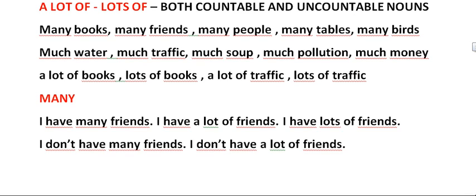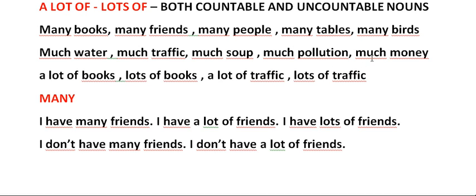You can see some examples here: many books, many friends, many people, many tables, many birds. Those are countable. You can see much water, much traffic, much soup, much pollution, much money. Those are uncountable, okay? Water, money, pollution. Money seems countable, but you count it in units like dollars. You can say I have $10 or I have $20, but you don't say I have 10 money.